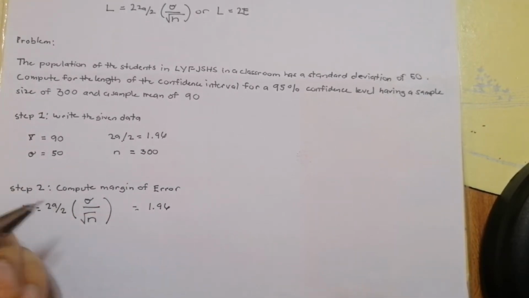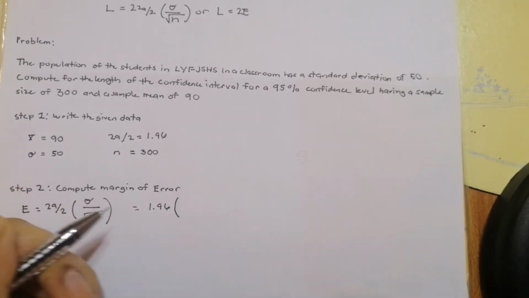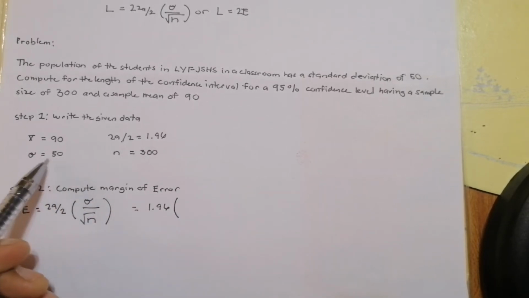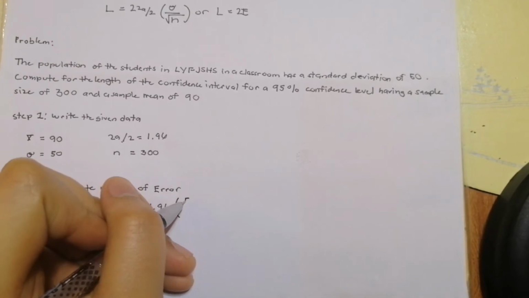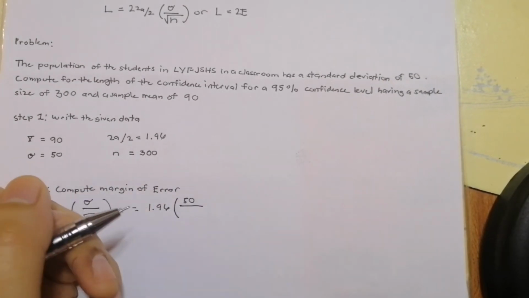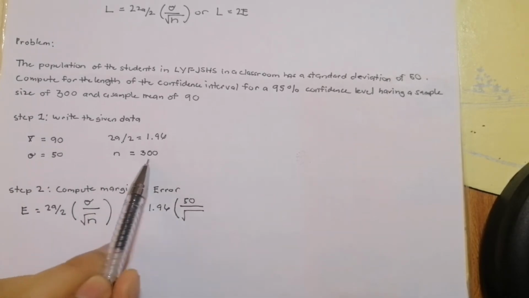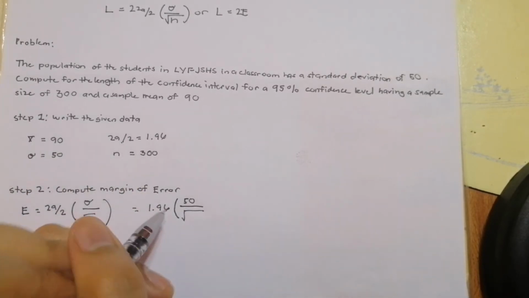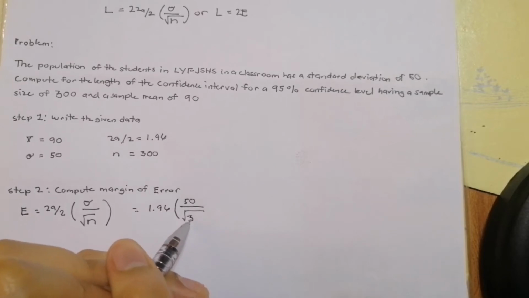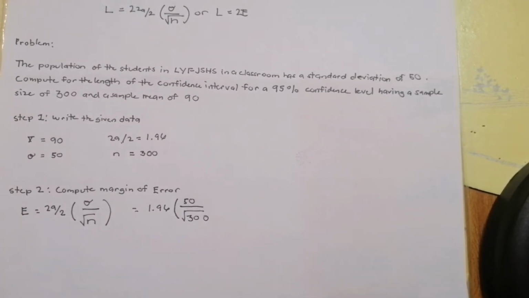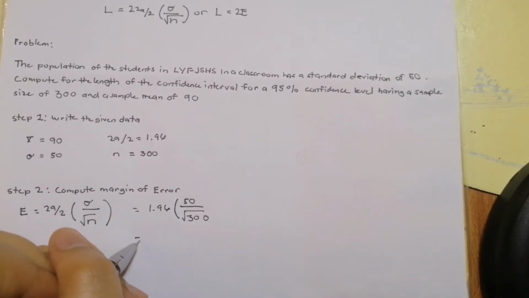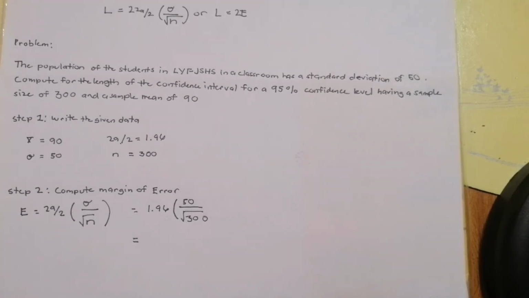1.96. And for the standard deviation, which is 50. And for the square root of the sample size, which is 300, we will use the scientific calculator to compute the margin of error.